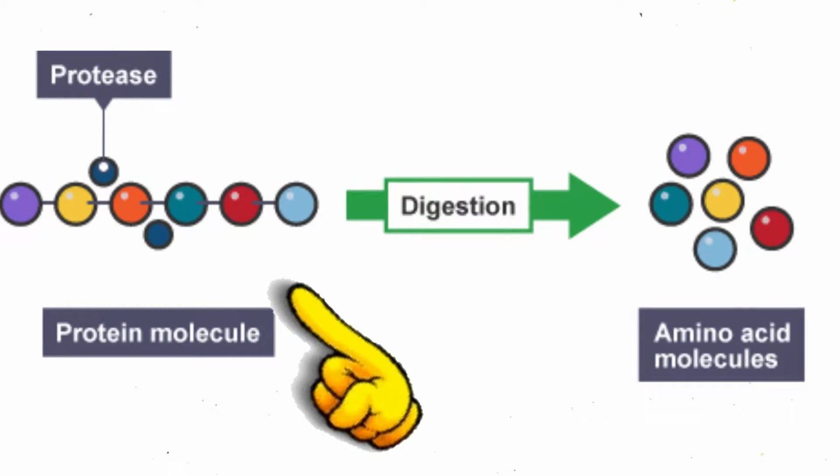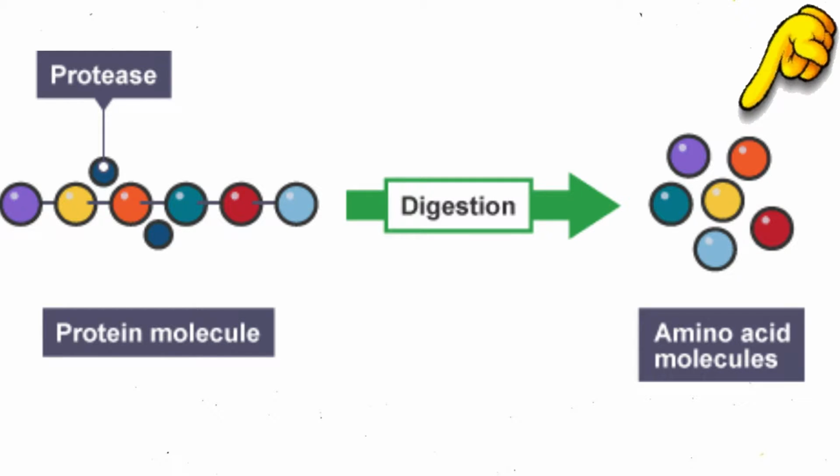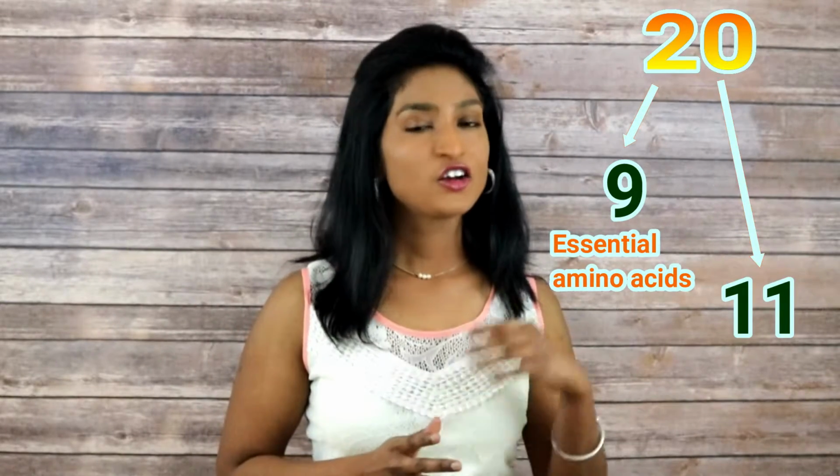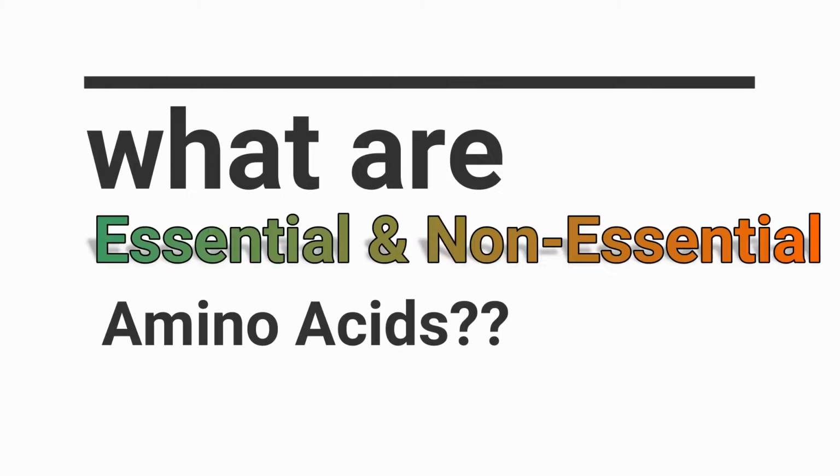After protein consumption, it is broken down into amino acids. Amino acids are the building blocks of protein. In a simple way, protein is a sequence of these amino acids. There are about 20 amino acids. Among those, 9 are essential amino acids and the remaining 11 are non-essential amino acids.